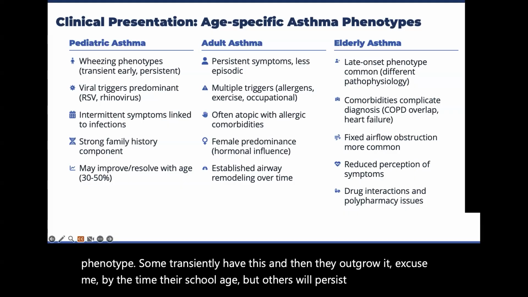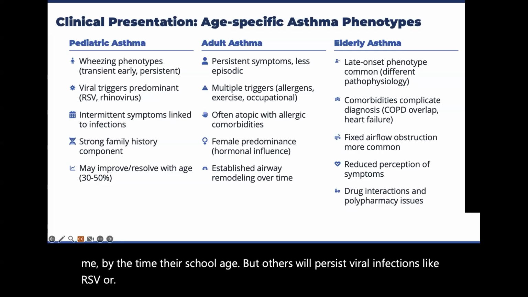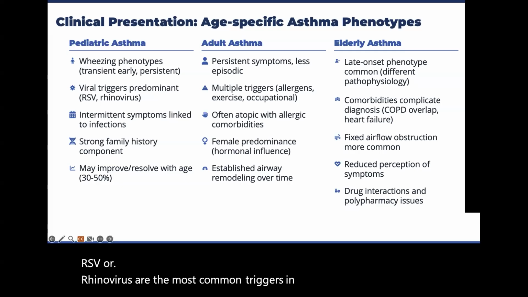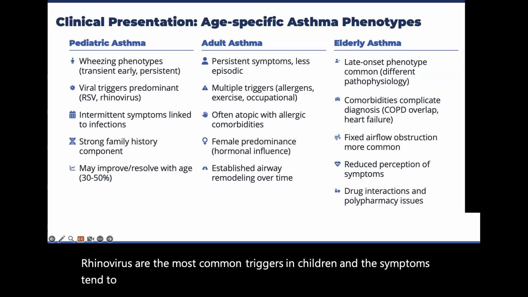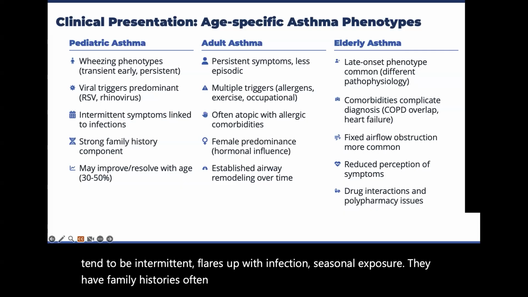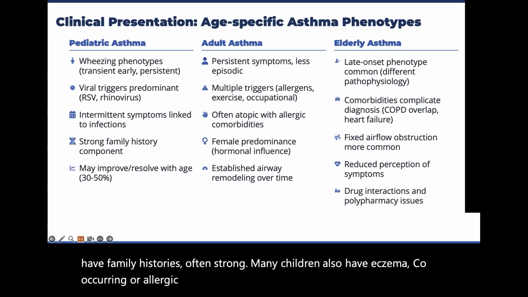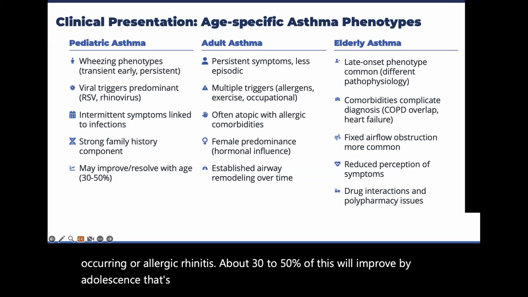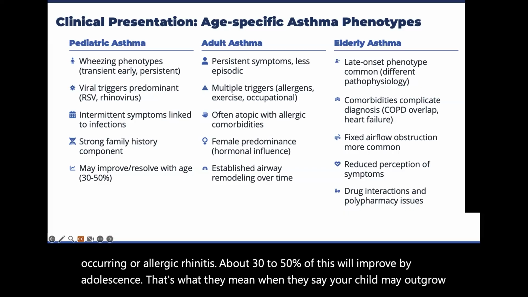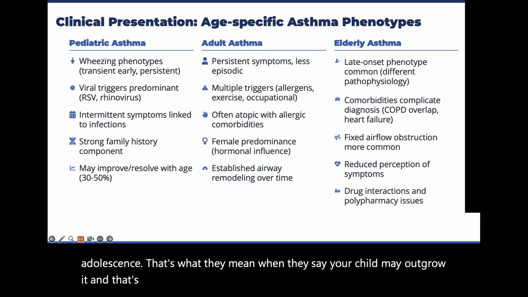Viral infections like RSV or rhinovirus are the most common triggers in children, and the symptoms tend to be intermittent. Flares up with infection, seasonal exposure. Family history is often strong. Many children also have eczema co-occurring, or allergic rhinitis. About 30 to 50% of this will improve by adolescence. That's what they mean when they say your child may outgrow it. And that's basically due to the immune system maturing.